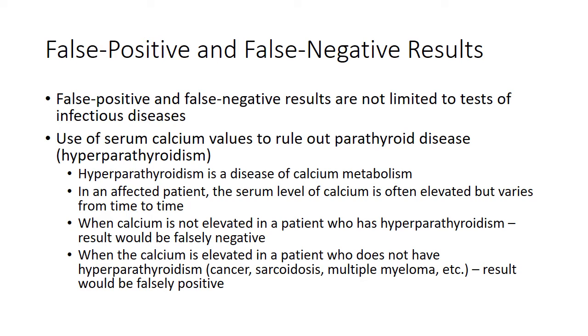Now, of course, these results of false positives and false negatives don't just affect infectious diseases. You can find a good example here, like serum calcium levels, trying to use these to rule out hyperparathyroidism. Basically, we know this is a disease of calcium metabolism, and in an affected individual, you should have elevated serum calcium levels. However, it can vary from time to time, depending on when this is actually tested. So if you had a patient who has hyperparathyroidism, but the calcium did not happen to be elevated at that time, you'd say, well, calcium's not elevated, they can't have hyperparathyroidism. That would be a false negative, right? They have the disease, but you didn't catch it.